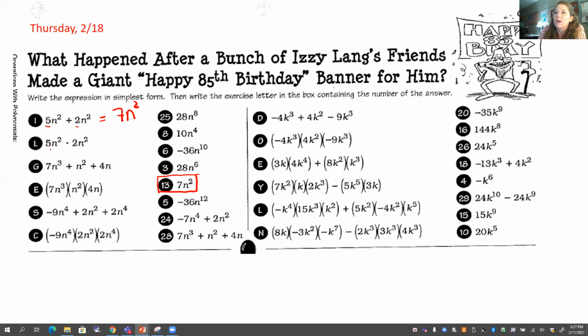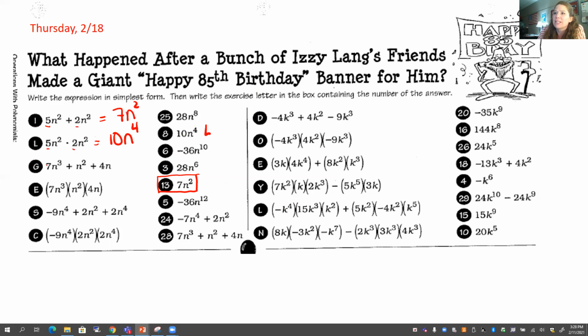Now the letter L, this is being multiplied. So we're going to multiply those coefficients and get 10. And then since our exponents that have the same base are being multiplied, we're going to add them together and we get 4. So 8 is letter L.